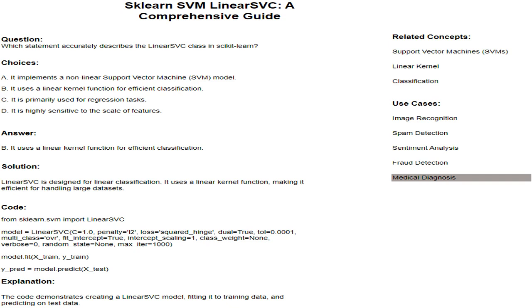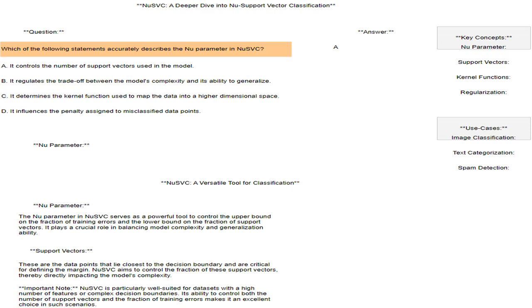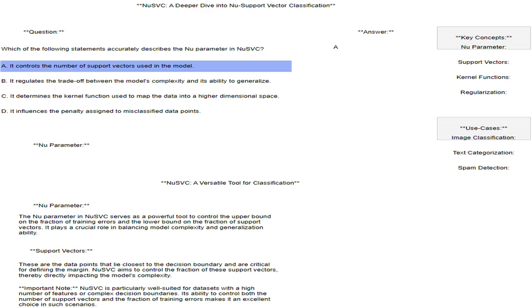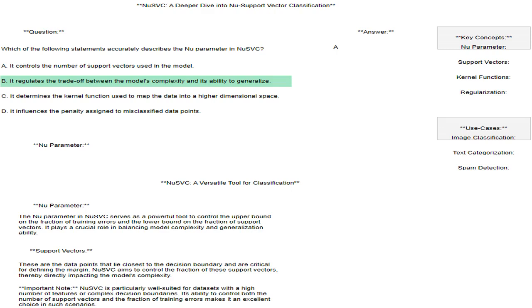True. Nu parameter. The nu parameter in NuSVC serves as a powerful tool to control the upper bound on the fraction of training errors and the lower bound on the fraction of support vectors. It plays a crucial role in balancing model complexity and generalization ability.